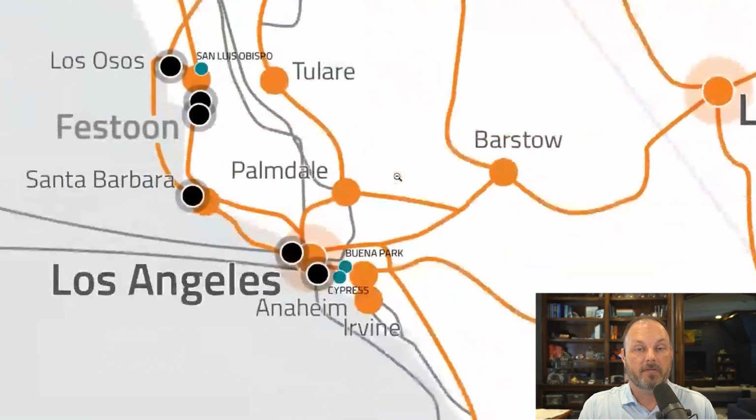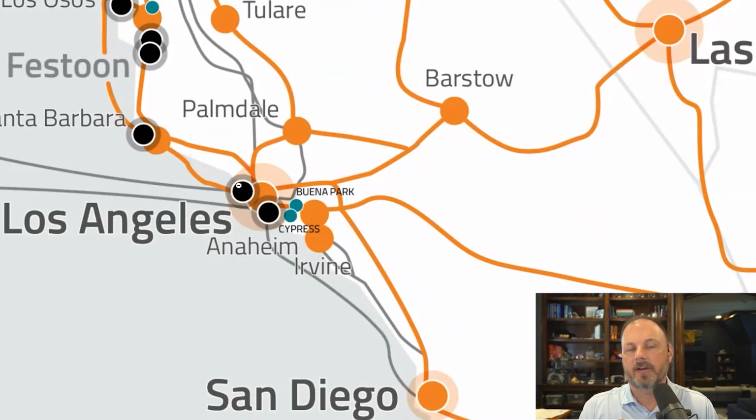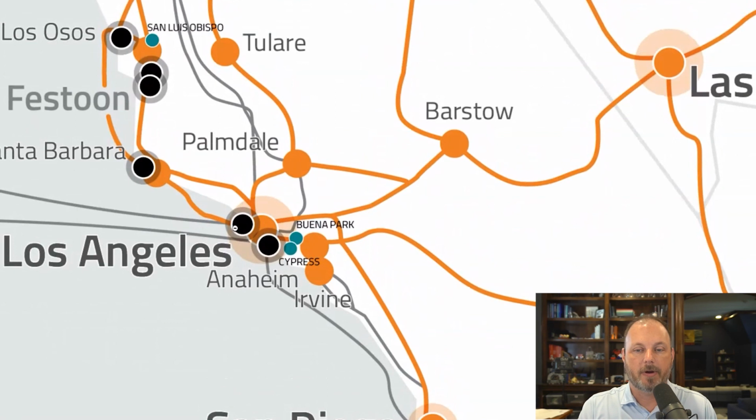Zayo is a fiber optic provider. They have a lot of metro and long-haul fiber assets in the United States. They have assets outside of the United States. This is a map of their United States markets and how they actually connect.